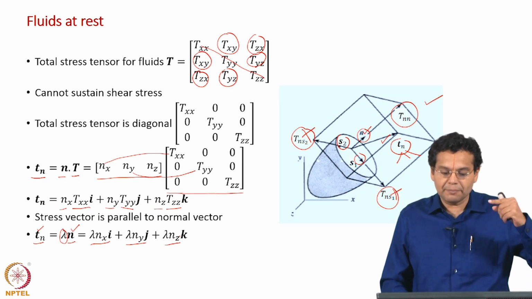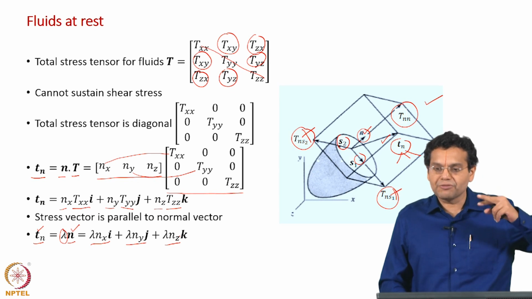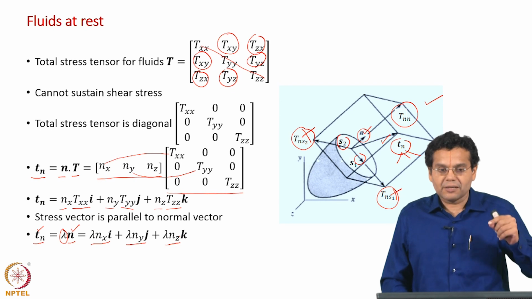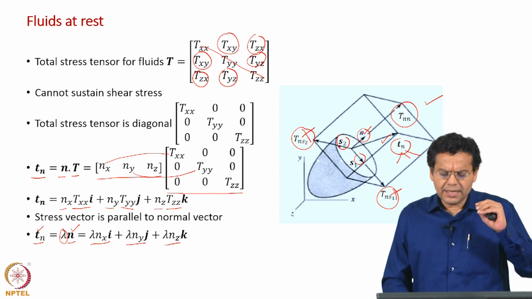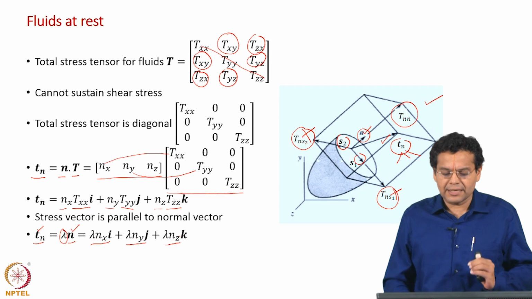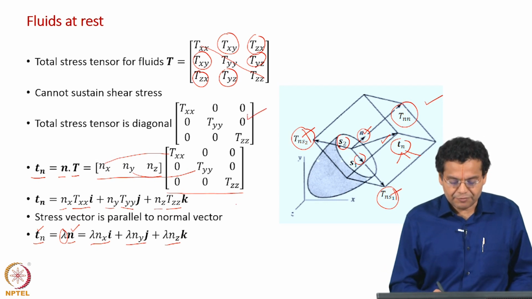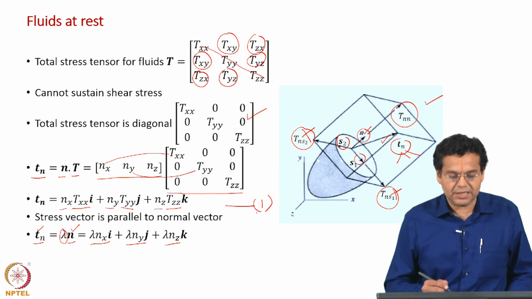Experimental observation is the same, but we use it in two different ways. The first implication of the absence of shear stress is that the stress tensor is diagonal. Because of that we get the first expression for the stress vector.